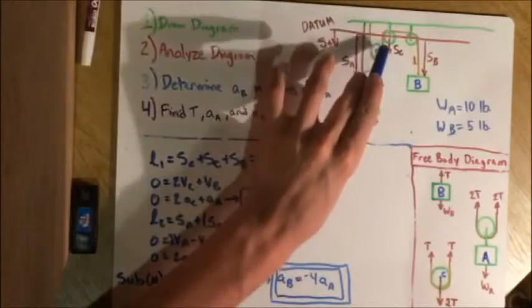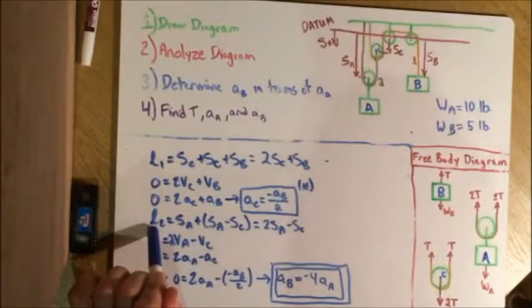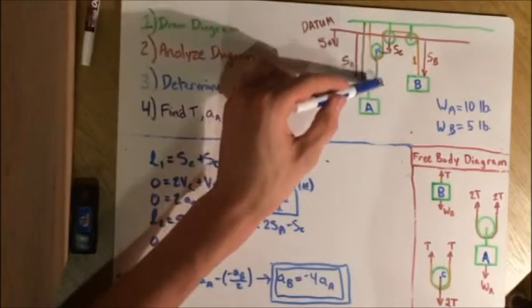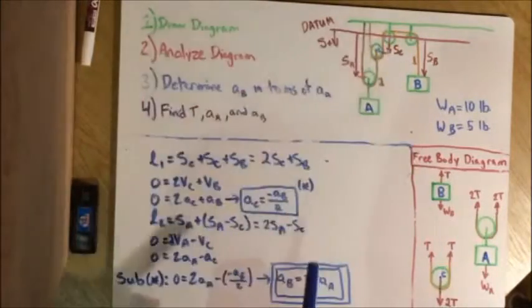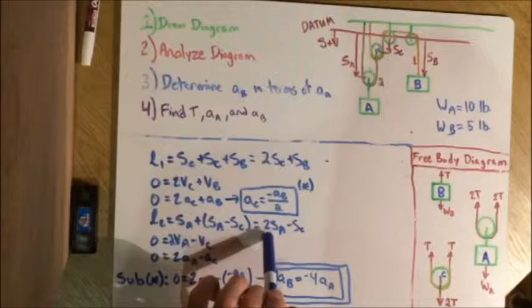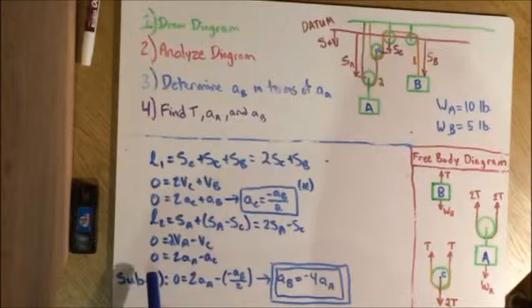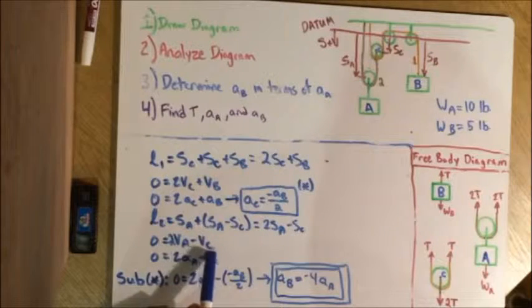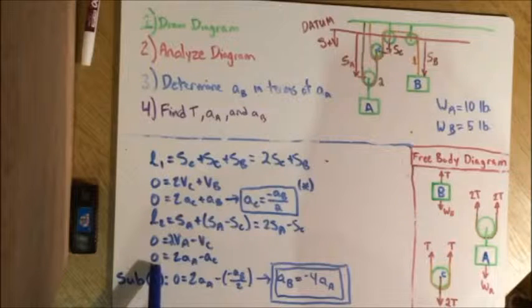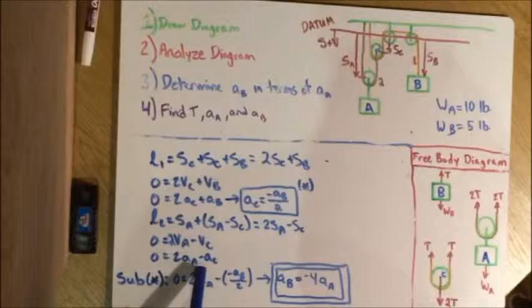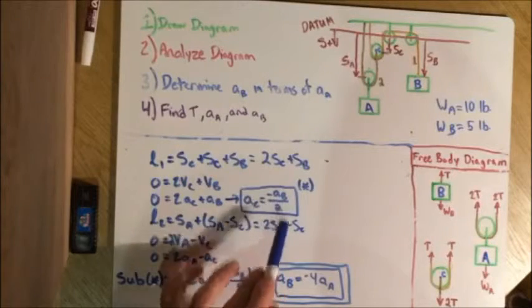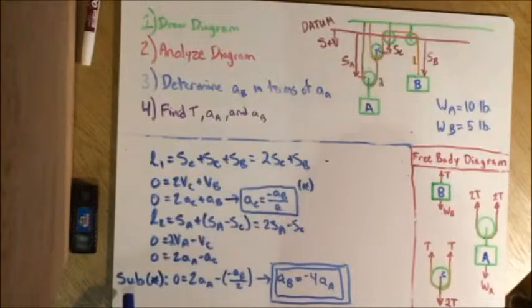Looking at the second rope, the darker one, the length of it is equal to S sub A right here, plus this length right here, which is S sub A minus S sub C. That simplifies down to 2 S sub A minus S sub C. Take the derivative of it, and you get 0 equals 2 V sub A minus V sub C. Then take the derivative once more, and you get 0 equals 2 A sub A minus A sub C. We will substitute in negative A sub B divided by 2 for A sub C because of equation star.